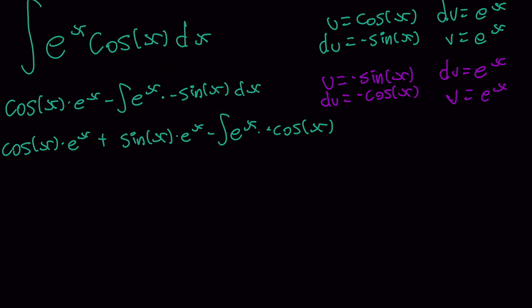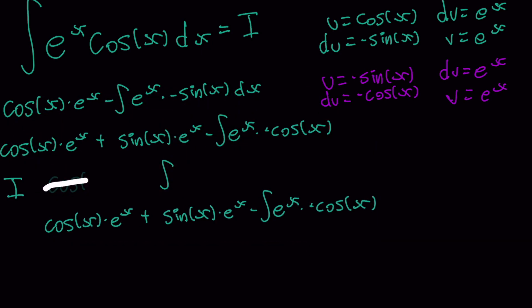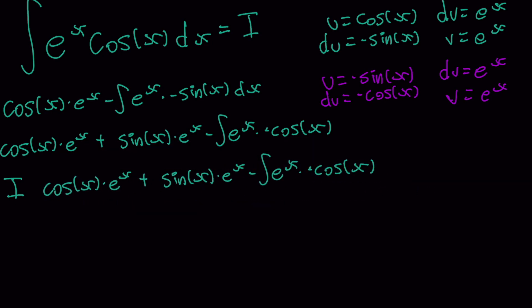So what I'm going to do is call this I, just I guess I for integral. And then okay, so I equals this, right? However, this here is also I. So I'm just going to replace that with I right now. This is simply just like solving for x, but instead we're solving for I. So plus I. Plus I. We moved it all to one side.